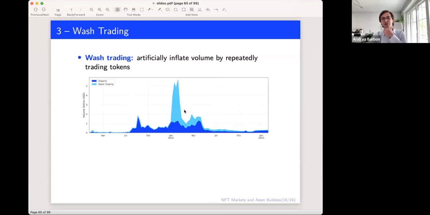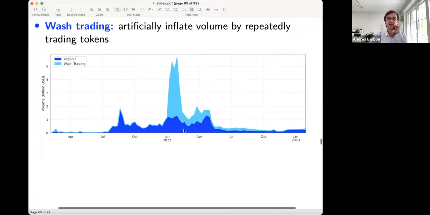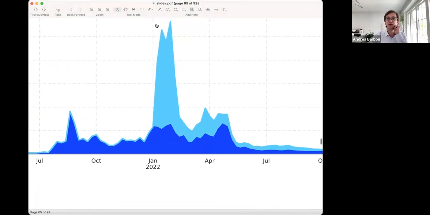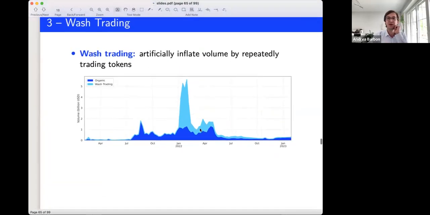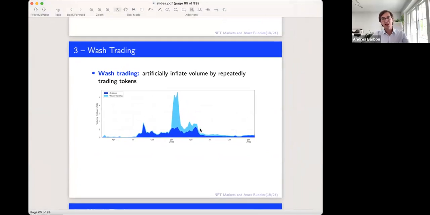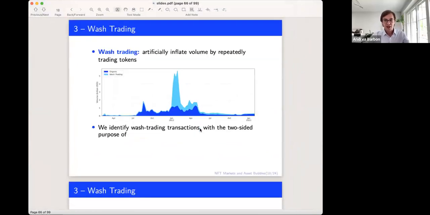All right, so that's a plot showing the volume on NFT exchanges in dark blue and the amount of wash trading. So you can see that there was a period of time in 2022 where wash trading was really a big thing. And actually, fortunately for us, most of this wash trading is not happening on OpenSea, but it's happening on different exchanges.